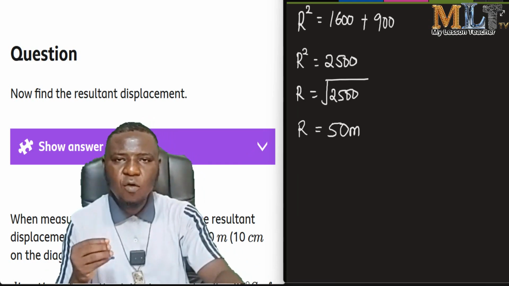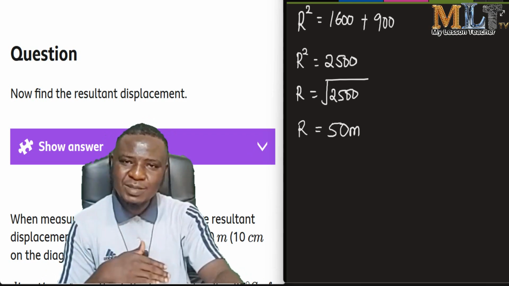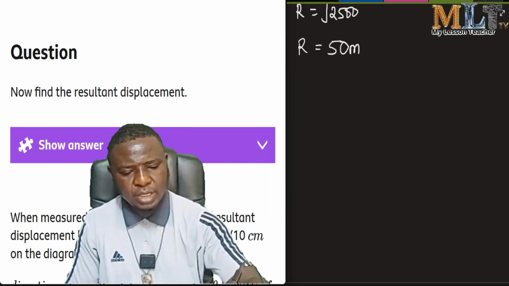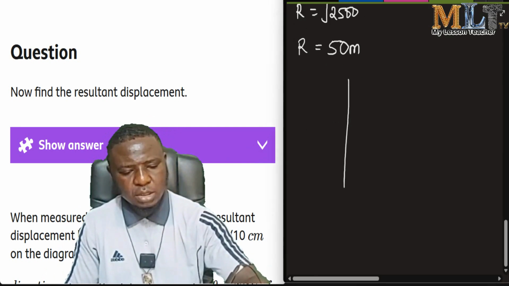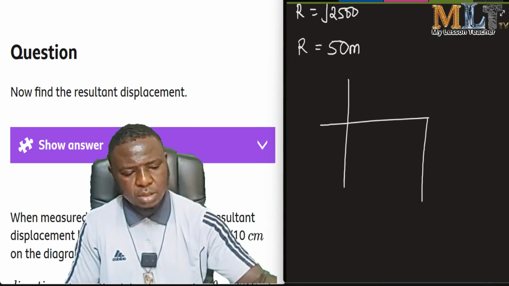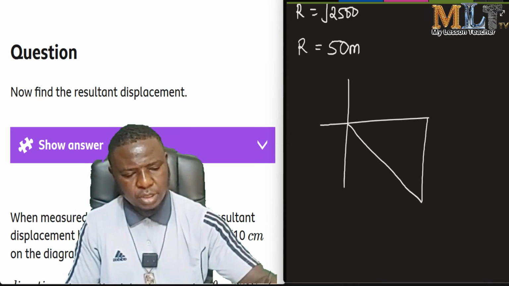Now we have looked for the magnitude of the displacement. What is left now is for us to get the direction. How do we get the direction? We know that this is the distance covered, which I gave you.